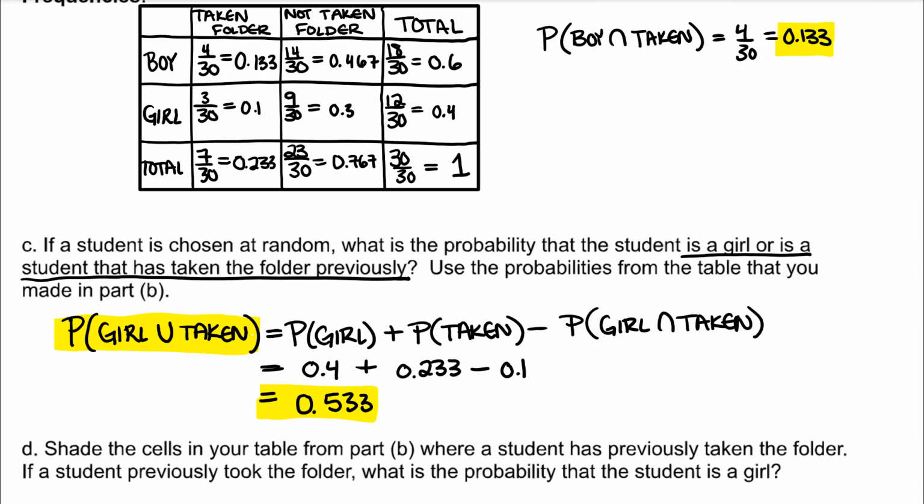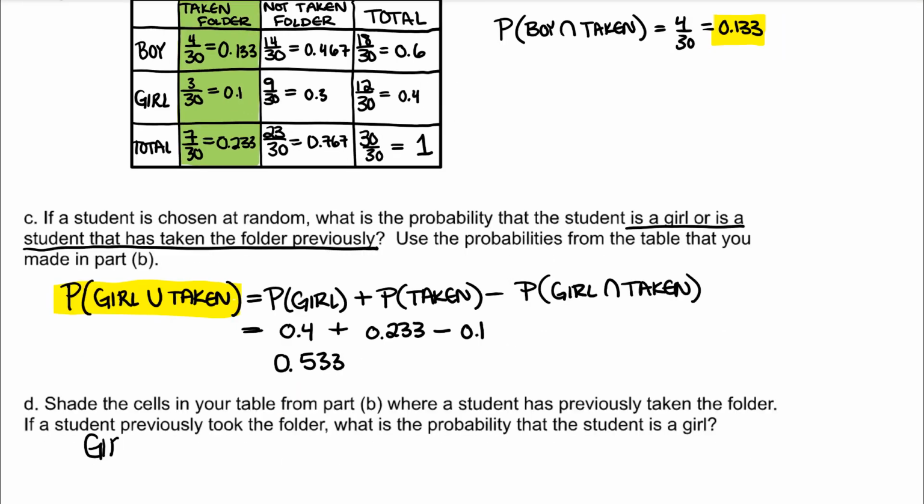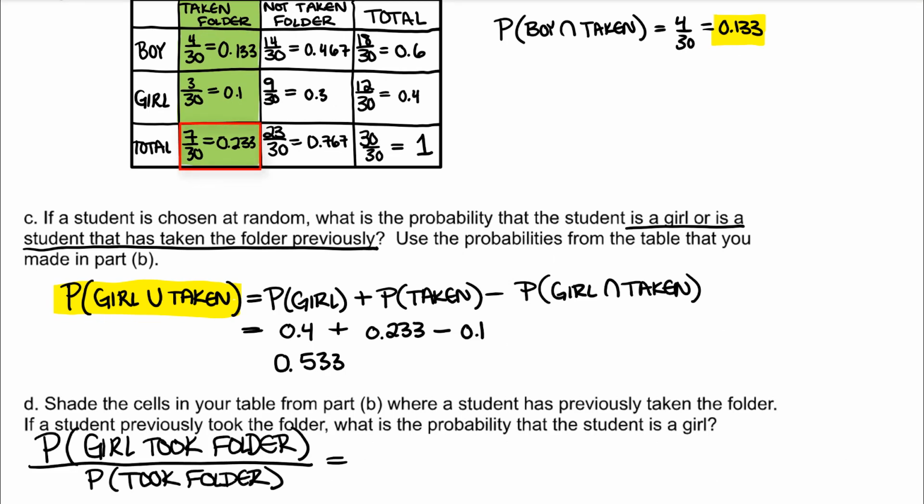For Part D, go ahead and shade the cells in your table from Part B where a student has previously taken the folder. If a student previously took the folder, what is the probability that the student is a girl? This probability is slightly different because it adjusts the size of our sample space. Shading only the cells in the table for students that have taken the folder means we're focused on one piece of the sample space. Once we've diminished the sample space, the total number of possible outcomes diminishes greatly. We now only have 7 students to choose from, students who have taken the folder before.